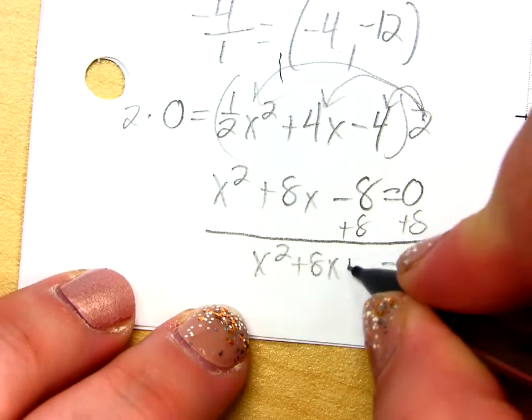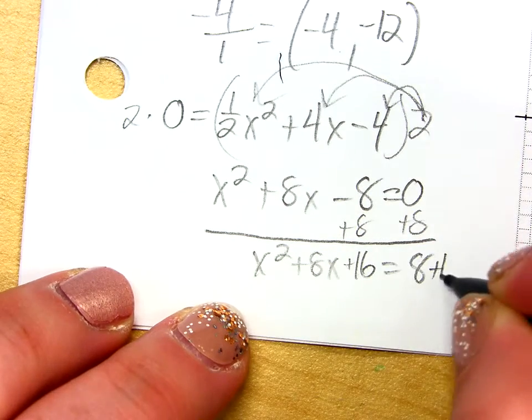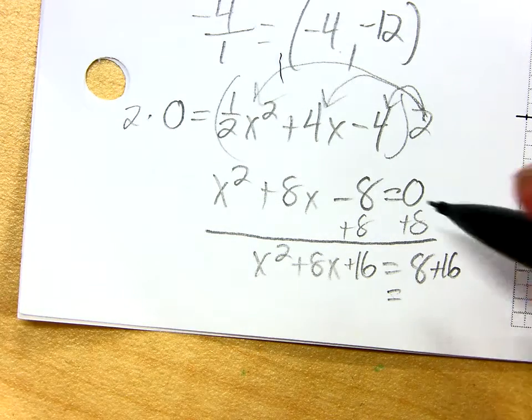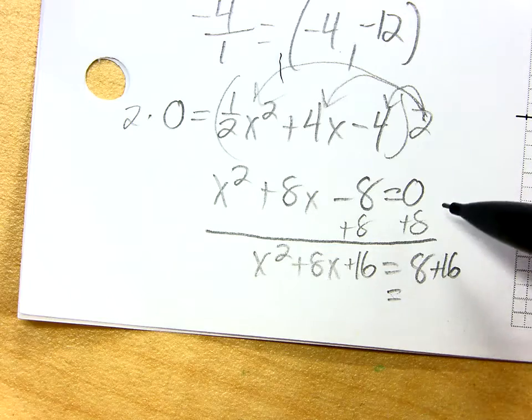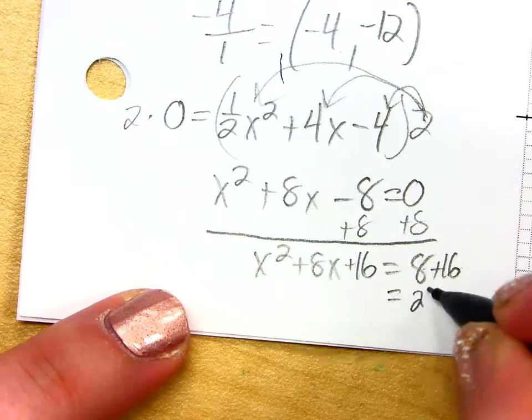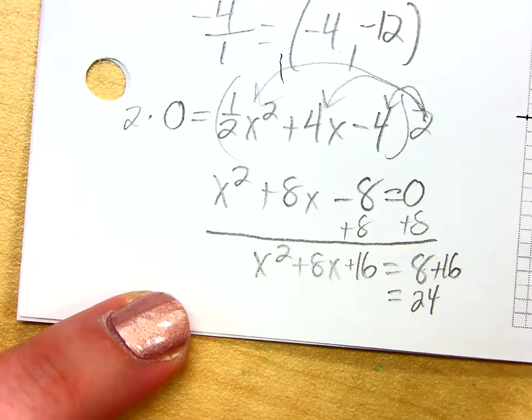You add 16 to both sides. Wait, why do you get rid of the negative? You gotta move C to the other side, so that's step 1. Half of B, square it, so 8 and 16 is 24. On the left, you just factor that.